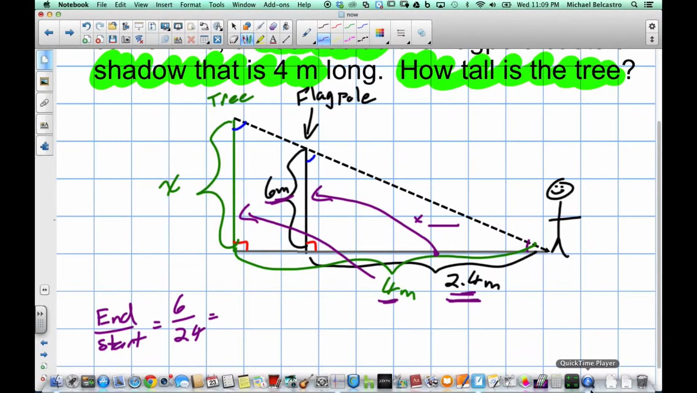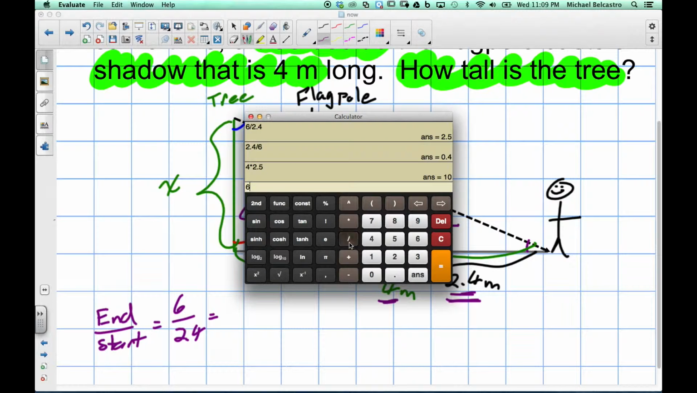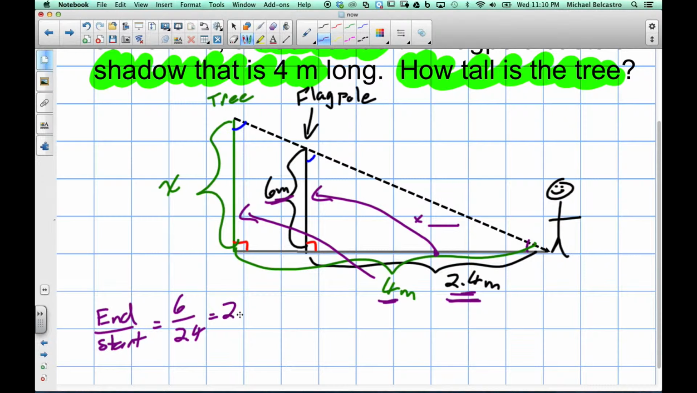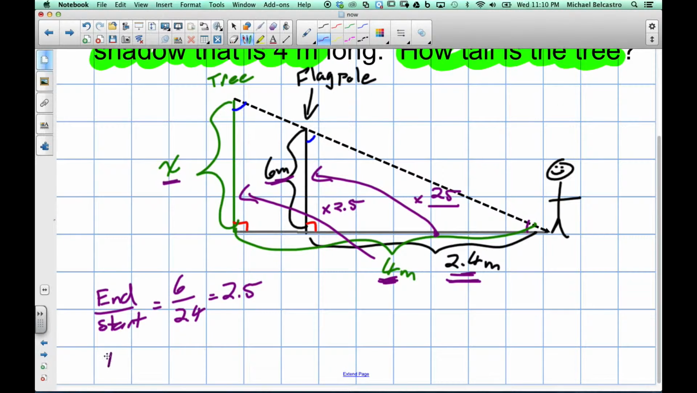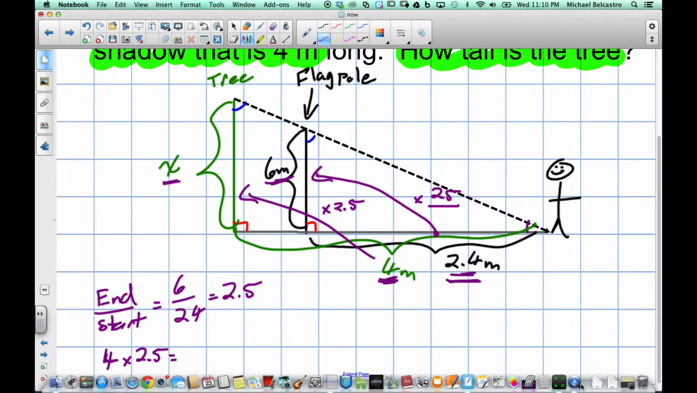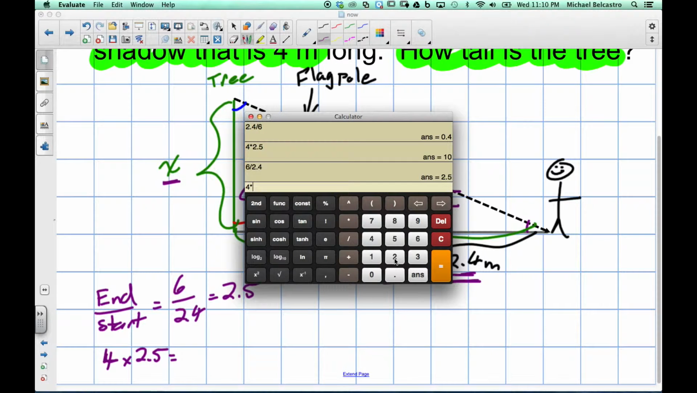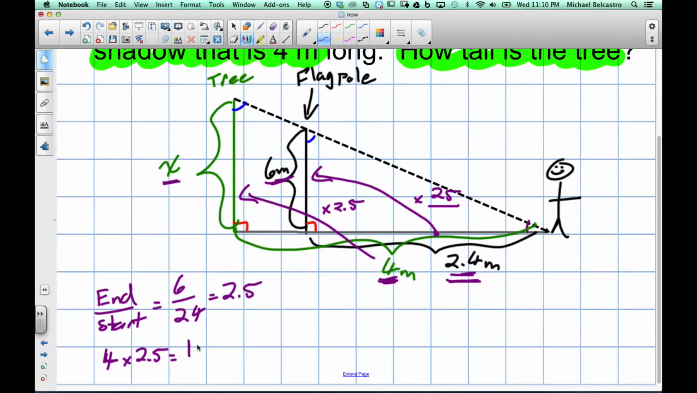If we divide those with calculators, 6 divided by 2.4 is 2.5. So that means we need to multiply by a value of 2.5. With that being said, we should be able to take our 4 and multiply by 2.5 to take us to the height of our tree. Okay, so we'll test that out. 4 times 2.5 equals, and we'll take our calculator to test. 4 times 2.5 is 10. So apparently the height of this tree is 10.